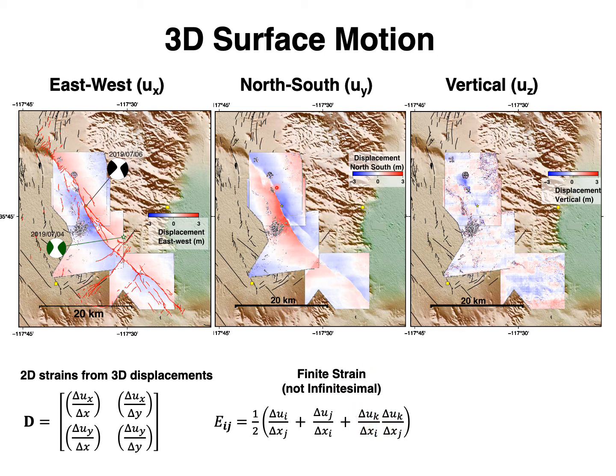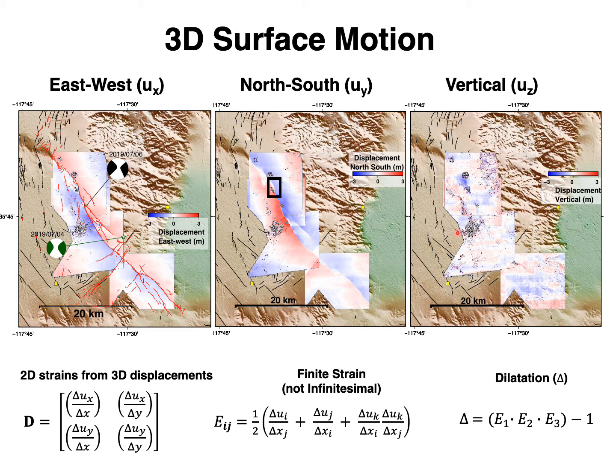And so here we use the finite strain tensor, not the infinitesimal, because we're trying to resolve inelastic strain across the rupture, which involves fairly large strain. So the main difference between that and the infinitesimal strain is that it involves these higher order terms here. And then lastly, we estimate the dilatation, and that gives an idea where areas are expanding or contracting.